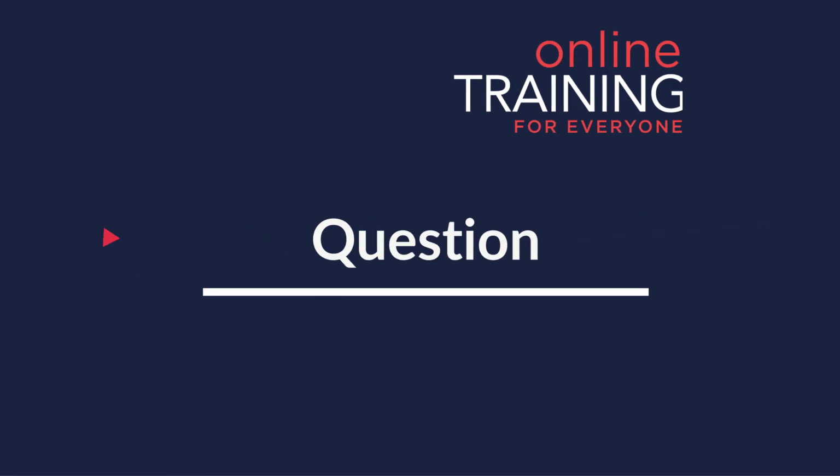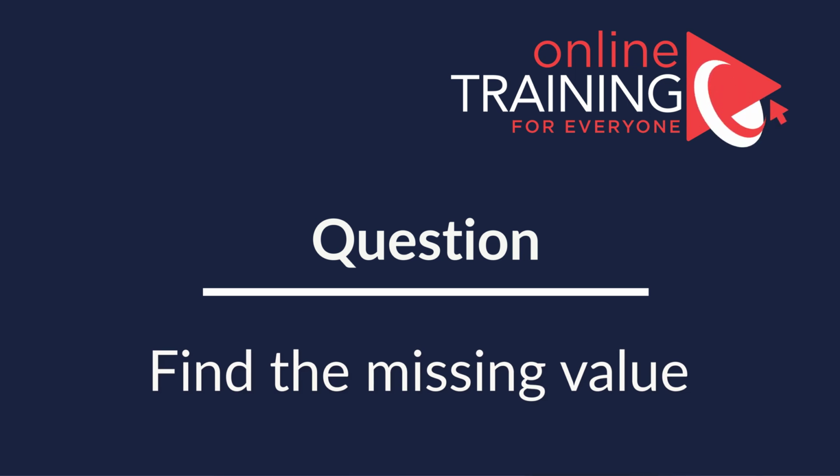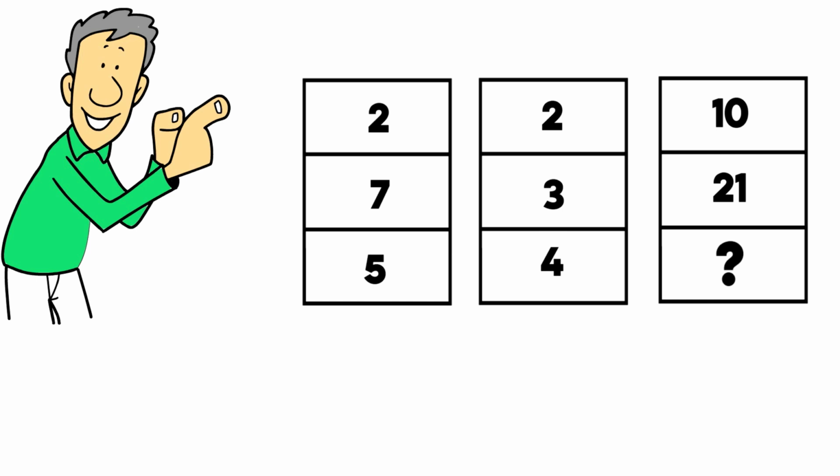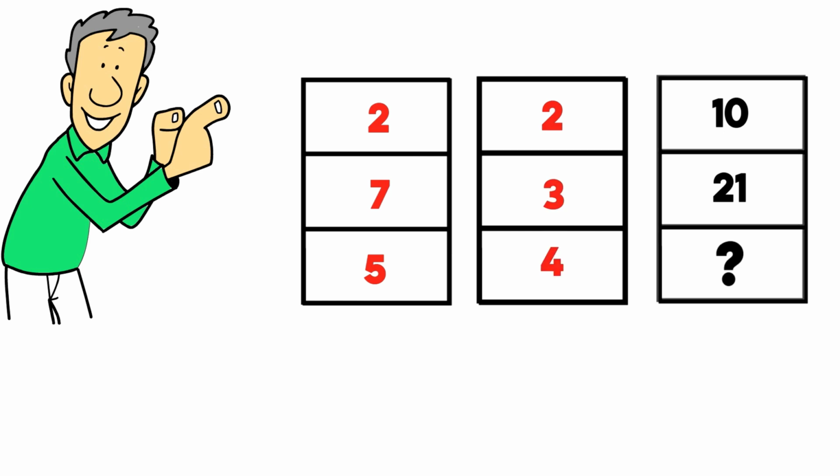I'm extremely excited to share with you a question that tests your pattern recognition skills. You're presented with 3 columns. Each column has 3 numbers. In the first column, we see the numbers 2, 7, 5. In the second, middle column, we see the numbers 2, 3, and 4. And in the last, rightmost column, column number 3, we see the numbers 10, 21, and then 1 number missing.